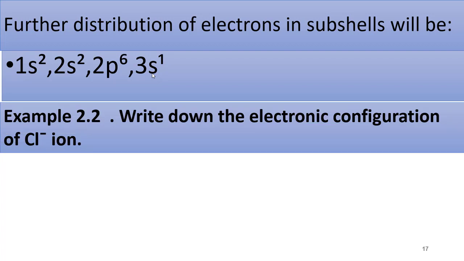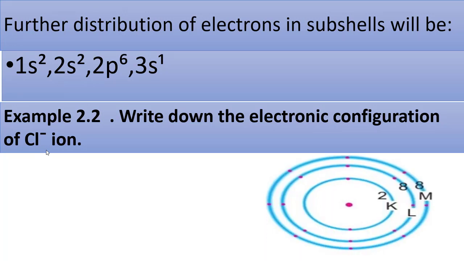Now there is example 2.2. Write down the electronic configuration of chloride ion. Now you have to write the electronic configuration of chloride ion. This is an ion, Cl negative, it indicates that it is an ion. You know that chlorine has 17 electrons and chloride ion has 18 electrons. The minus sign indicates that it has gained 1 electron. So 17 plus 1 will be equal to 18 electrons.